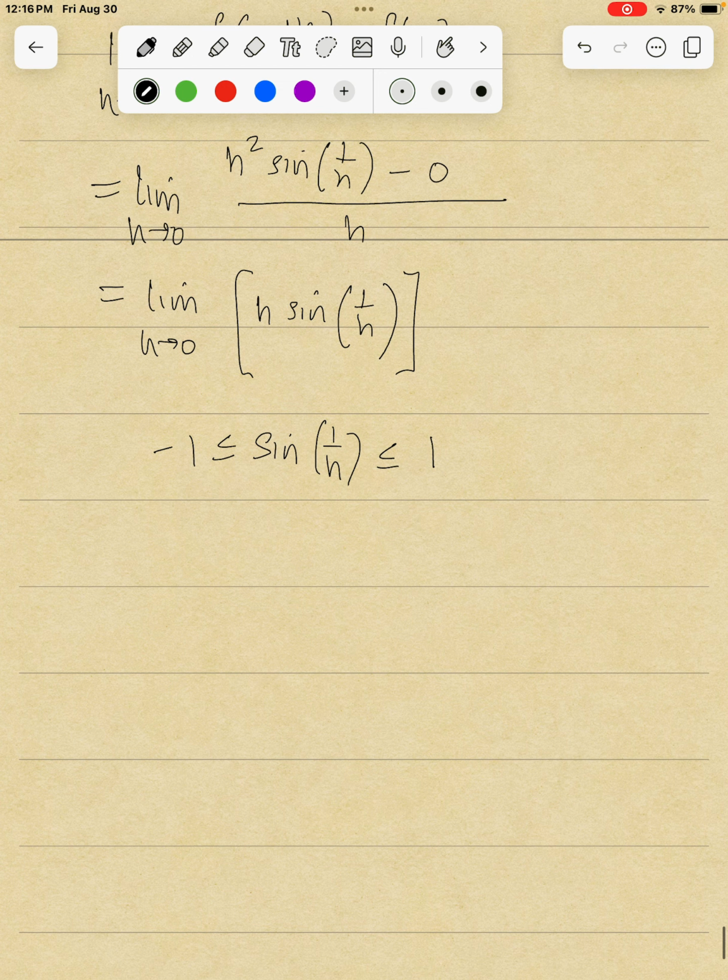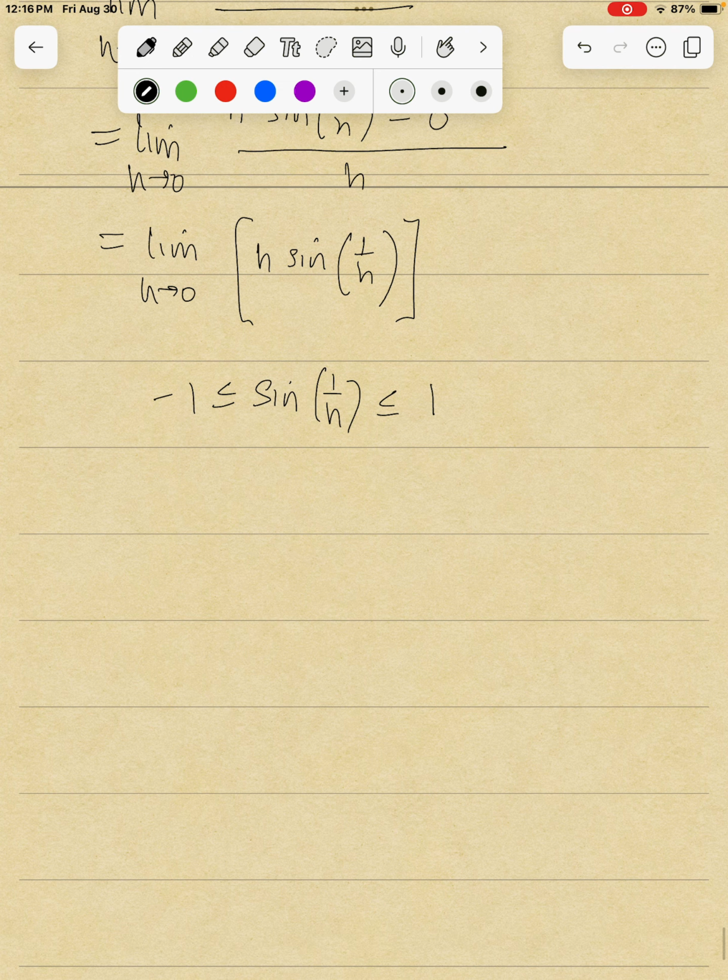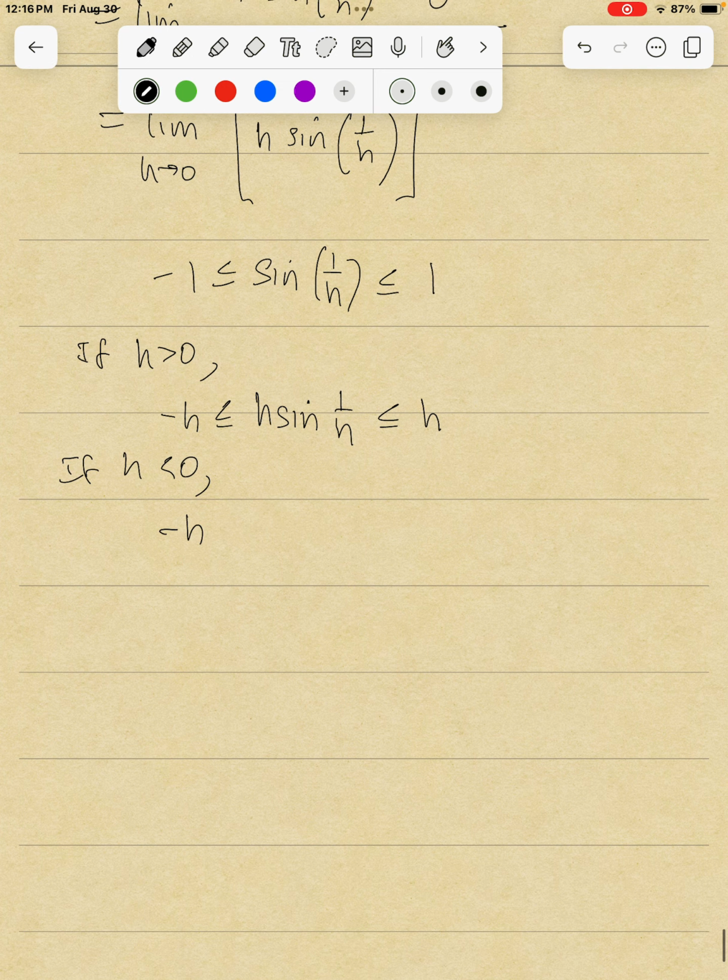However, we want to multiply everything in the inequality by h to get the h sine of 1 over h in the middle. The issue is that if h is negative, then the inequality signs switch, right? So if h is positive, then there's no issue. We have negative h is less than or equal to h sine of 1 over h is less than or equal to h. If h is negative, then what happens is we have negative h greater than or equal to h sine of 1 over h, which is greater than or equal to h.